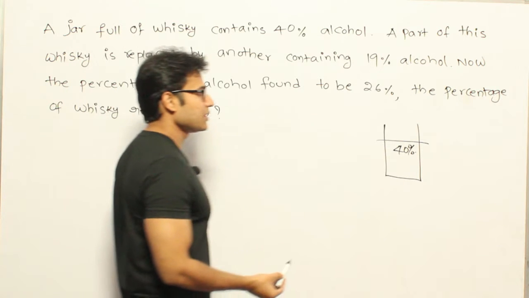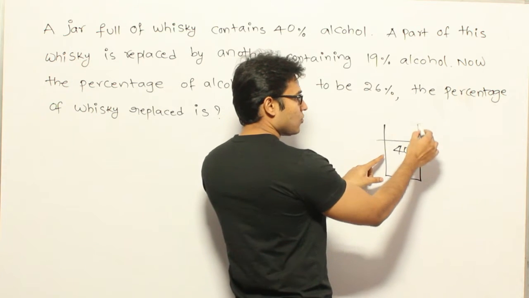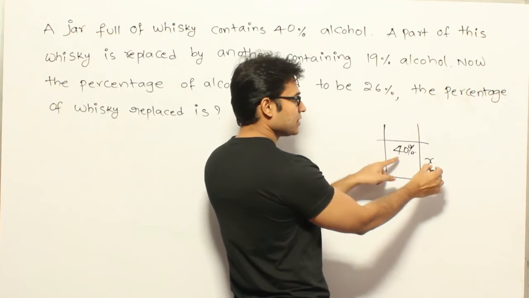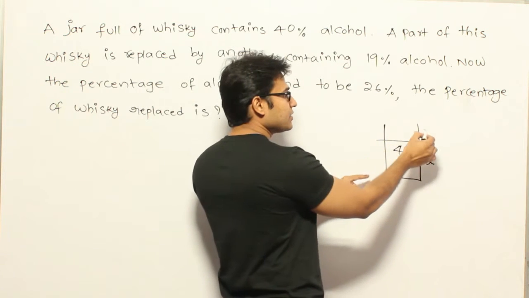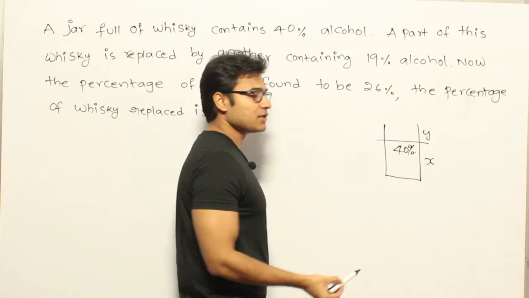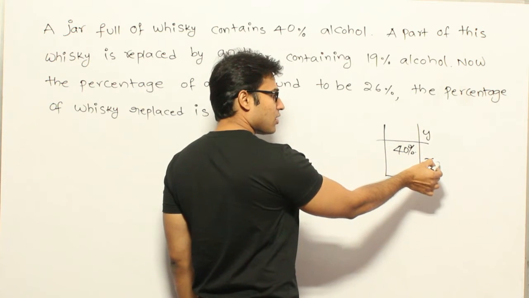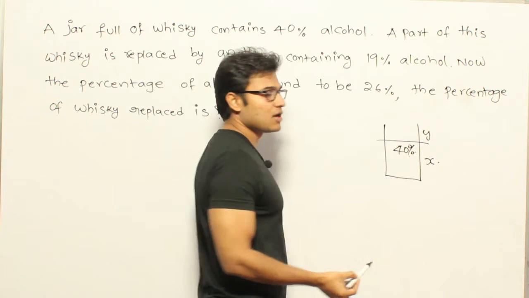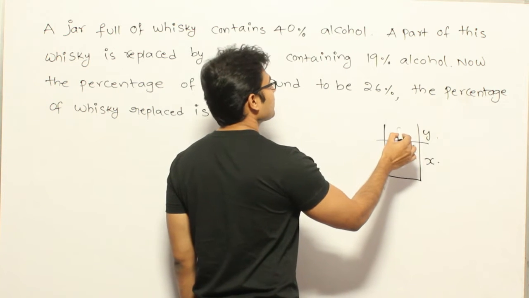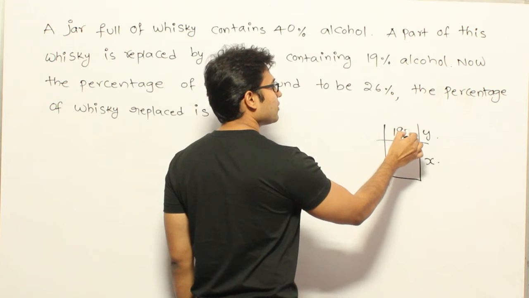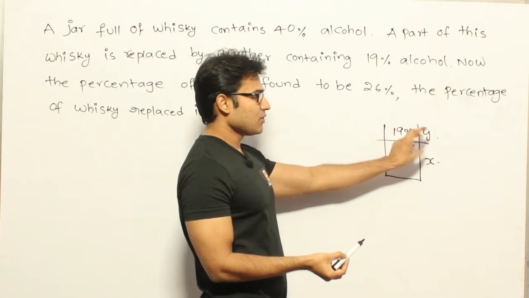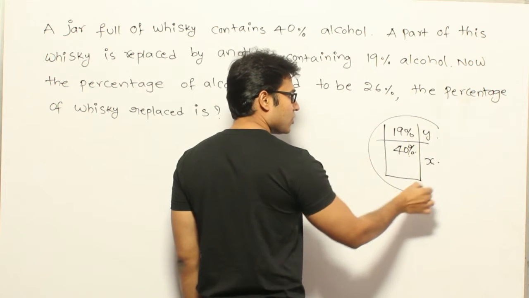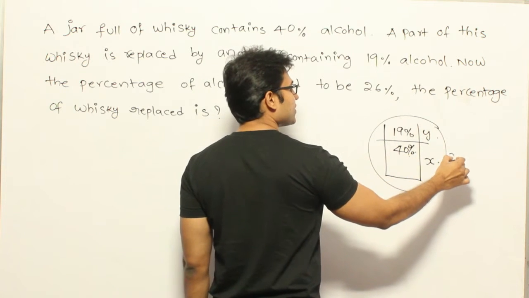So if you assume that out of this total jar, X liters is remaining and Y liters is being replaced, then X liters is whiskey containing 40% alcohol, and the Y liters is containing 19% alcohol. Now they are saying that when we mix them up, the final mixture is going to contain 26% alcohol.